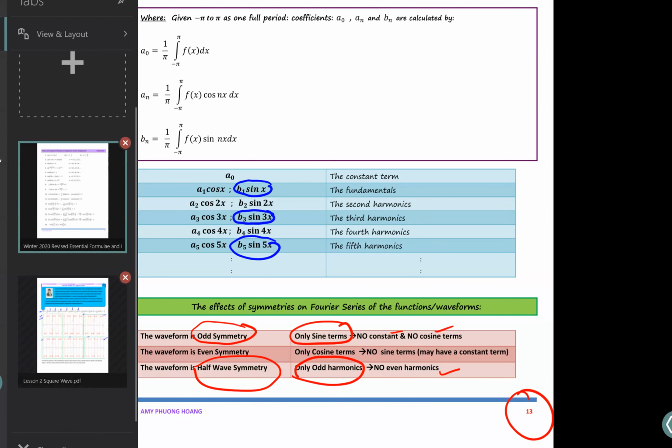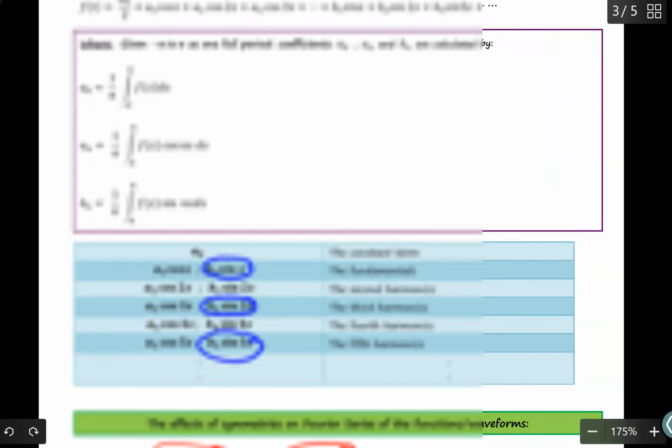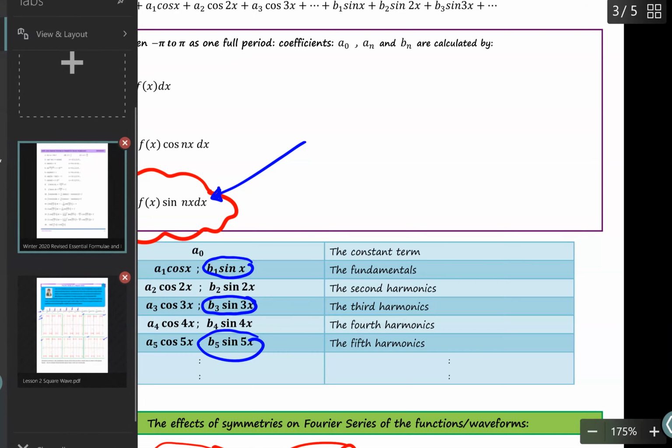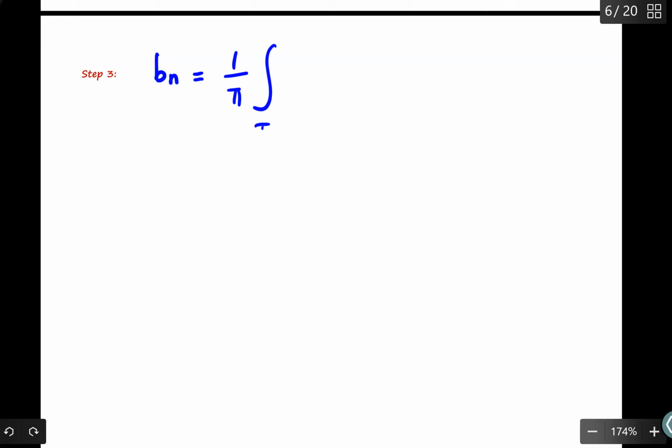Here are the formulas again, page 13. On this page, we are going to work with these formulas because we don't need to work with A naught, and we don't need to work with An. We only have to find the term B. So I will write that formula on this page. Bn is equal to 1 over pi, from negative pi to pi, of the function f(x) multiplied by sine of nx, dx.